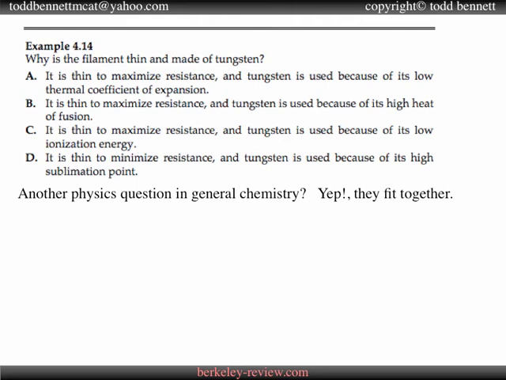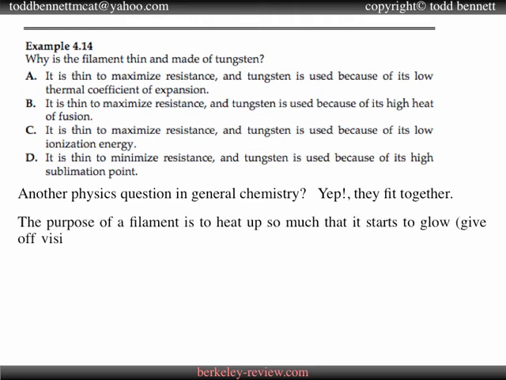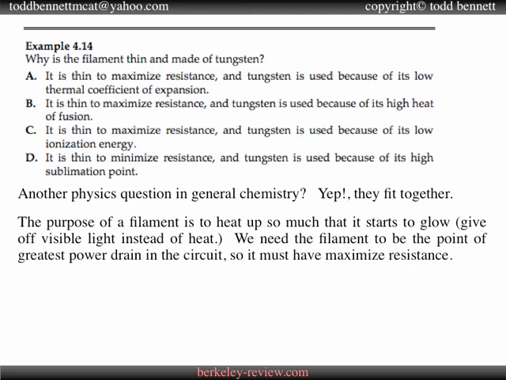Power drain in physics is I times V, current times voltage, but it can also be rewritten as I squared R. So to maximize the amount of energy coming out of a filament where you want the greatest drain, you want high current and you also want high resistance. So it's kind of a double-edged sword here. Because you want it to heat up, it gives off light. So again, we want to have maximum resistance. So I'm going to eliminate the minimum resistance, and the thin part is in all the answer choices, so I got a break on that. I didn't have to worry about it. But the maximum resistance, because I squared R, I want maximum R.